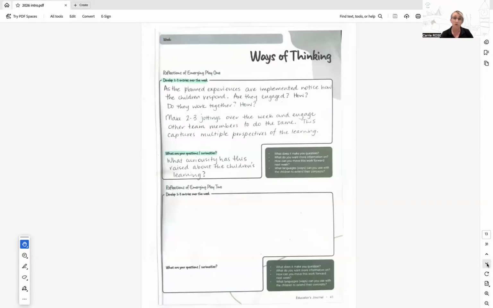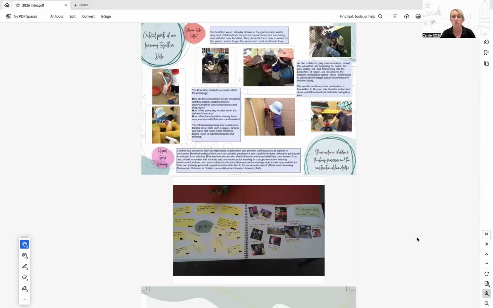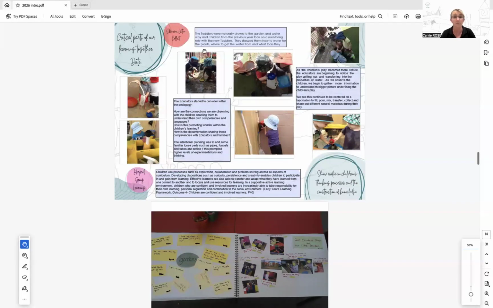Over the week or the fortnight, we then use our ways of thinking page to put together jottings, and these are just simple jottings about what we noticed from the children's play. How did they respond? Were they engaged? Did they work together? How did they work together? That kind of idea.